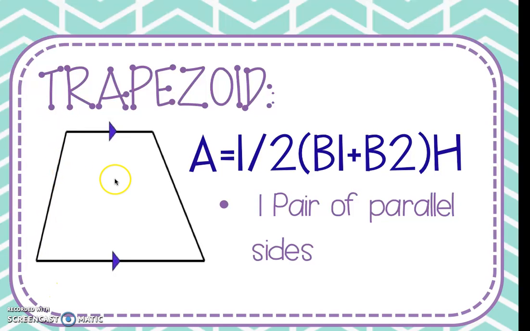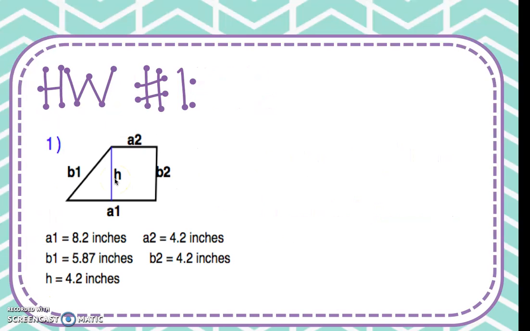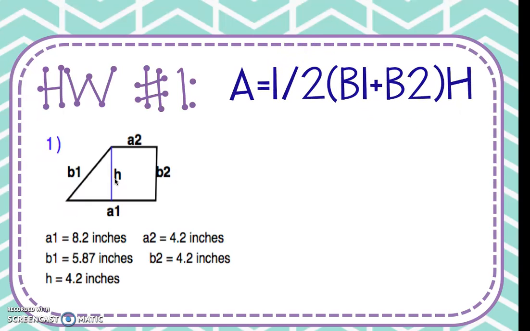Okay, all right, so number 1 on the homework is one of those beautiful trapezoids. To start to solve, the first thing that we're going to do is write the formula. Our formula for a trapezoid is area equals 1/2 (base 1 plus base 2) times the height. After we write that, then we're going to fill in the side lengths, substitute them into our formula. Now if you look here, B1, B2, those are just labeling the side lengths. That's not actually base 1 and base 2. Base 1 is right here, so it's our A1, and it's 8.2 inches. Base 2 is on the top, so it's A2, so it's 4.2 inches.